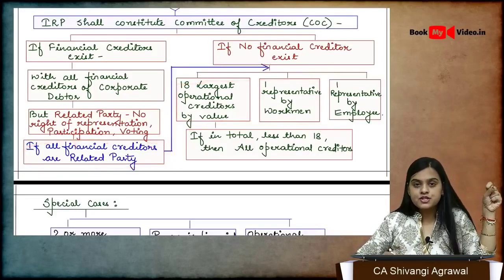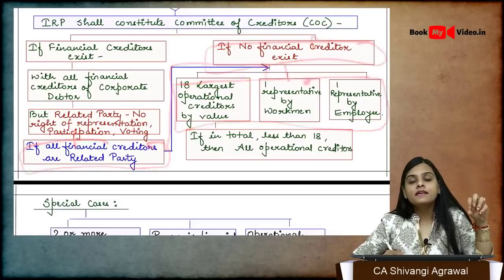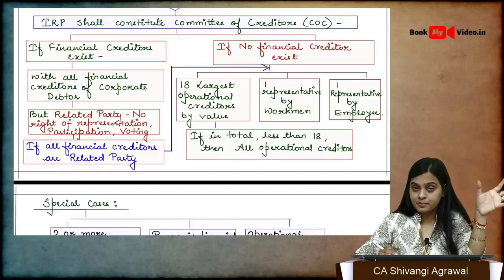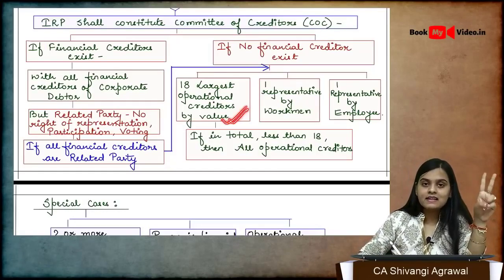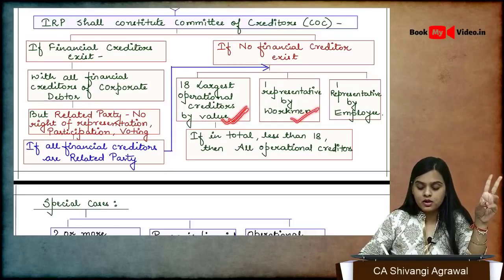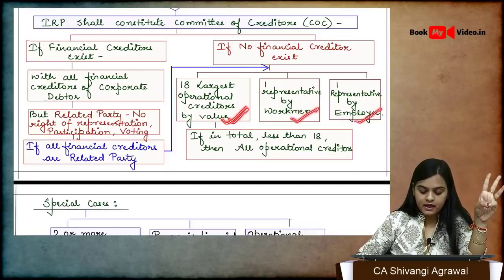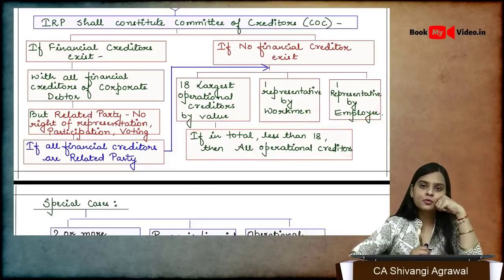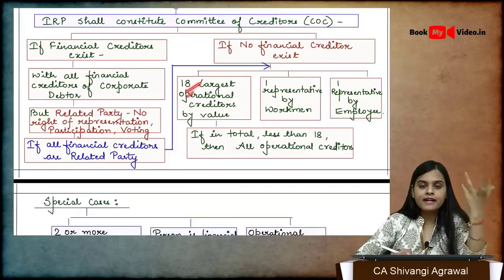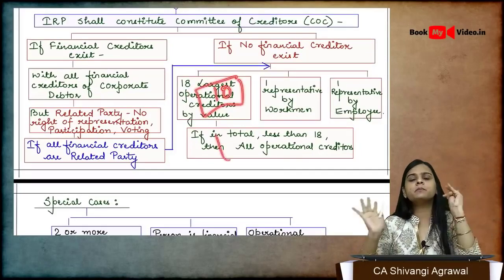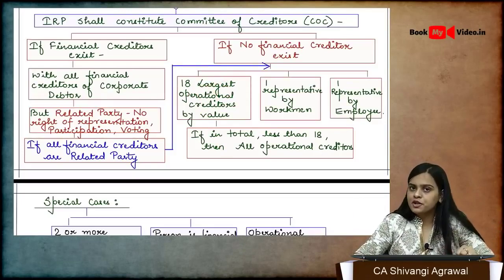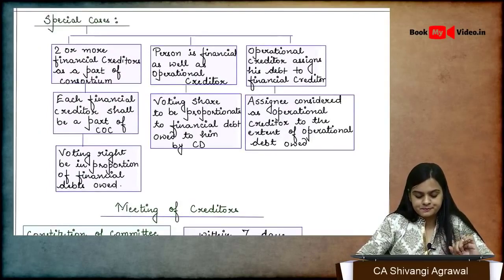And if there is no financial creditor, then also operational creditors will be the part of the committee of creditors. In both these situations, the 18 largest operational creditors by value, one representative of workmen and one representative of employees, they are going to be on the committee. Supposedly we don't have 18 operational creditors, we only have 10 operational creditors, then all the 10 operational creditors will be the part of the committee of creditors. So IRP constitutes a committee of creditors.